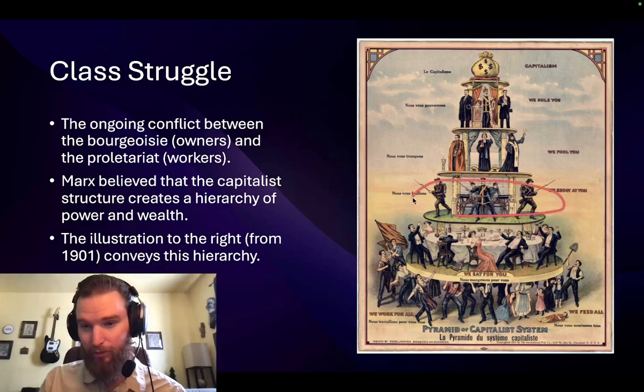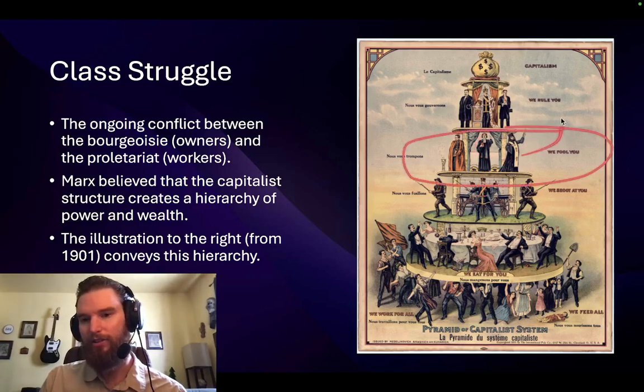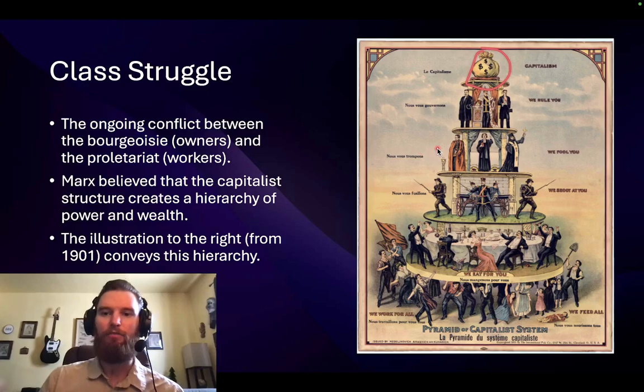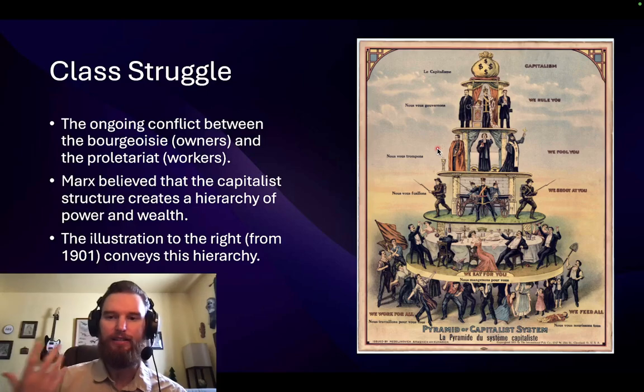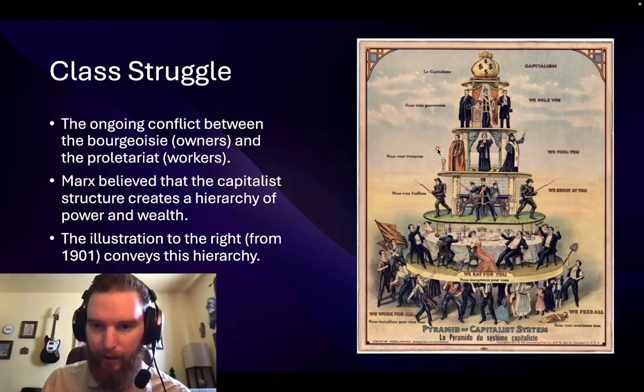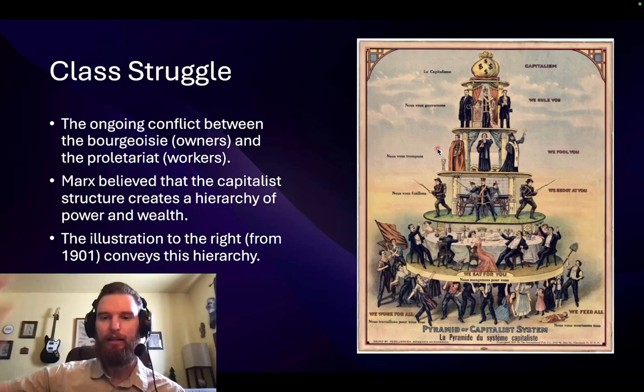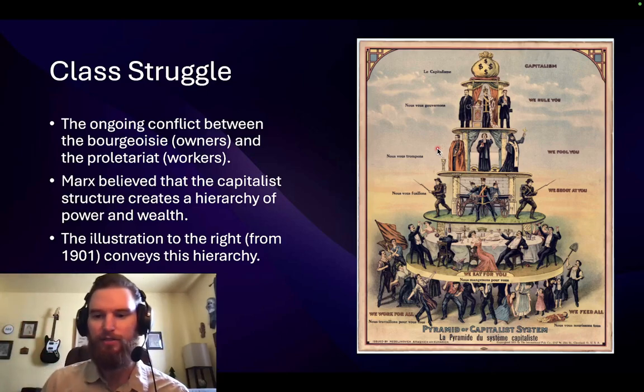Then we have we shoot you, which is the military force, police force, things like that. We fool you. This is the religious institutions. And then we rule you here at the top. This would be the government institutions. And then right at the very top of that is the capitalist structure itself, which is represented by a big pot of money. So yeah, this is a cartoon interpretation of a way of trying to see this class pyramid that really was forming out of the industrialization of society in many ways.